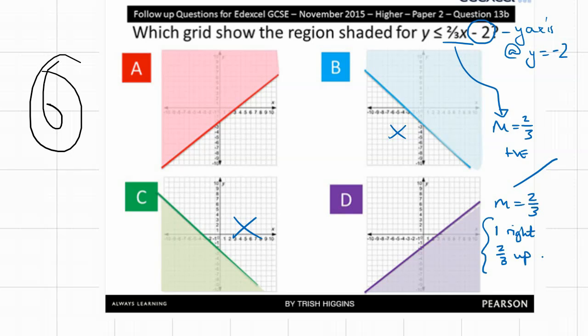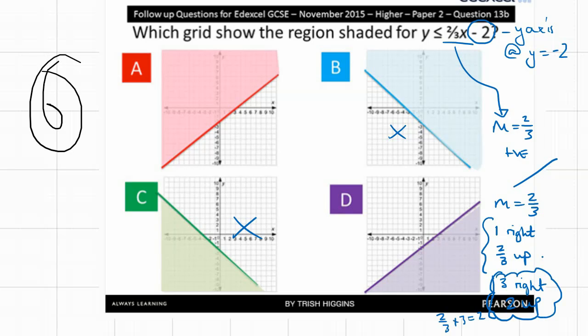Let's see how else we can phrase that. Well, if I go 3 right, I'm timesing it by 3. How far up would I go? If I did 2/3 times 3, that would be 2. So I'm going to go 2 up. So I'm going to look for a graph that looks like this. 3 right and 2 up.